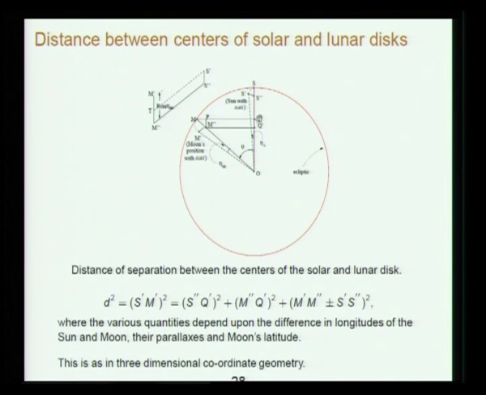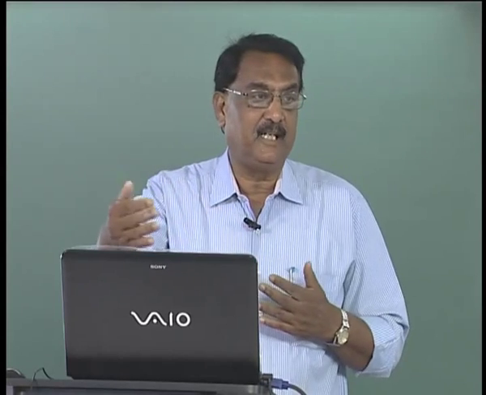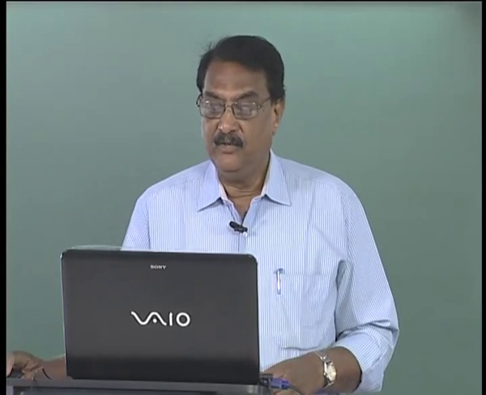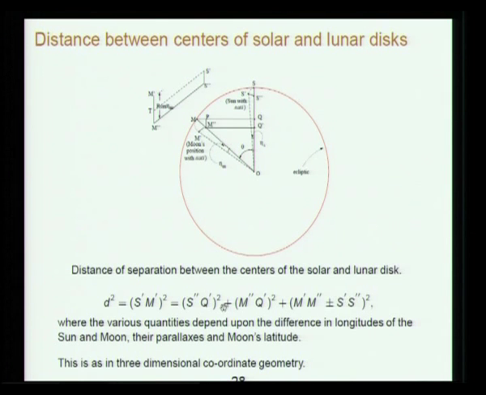So this is the separation, you see, S double prime Q prime is the separation along this perpendicular line, and M prime M double prime Q prime is the separation along this horizontal line. Separation along this, separation along this, and then there is a separation, it is a plane of the ecliptic. So one has come out this way, one has come out that way, or both might have come out the same way. So the three separations are there, you have to square them, add them and take the square root, that is the distance between the two quantities. So this is essentially same as in three dimensional coordinate geometry, okay.